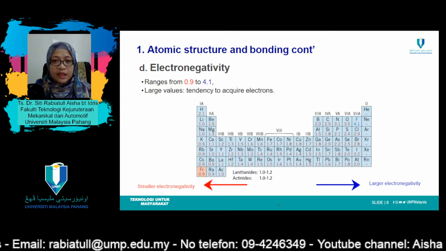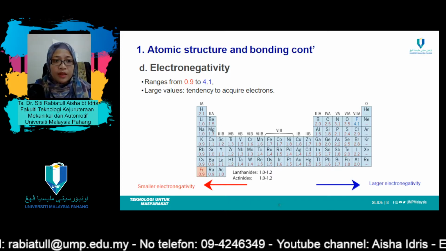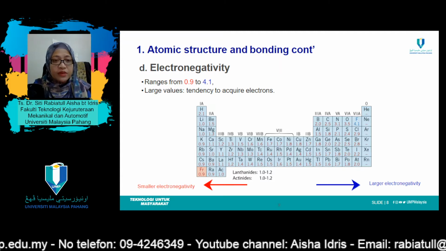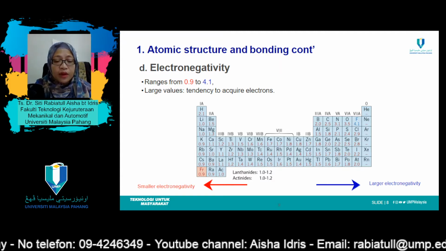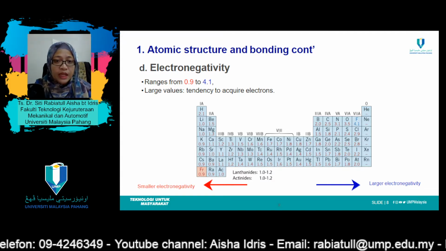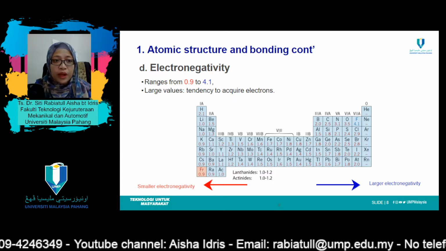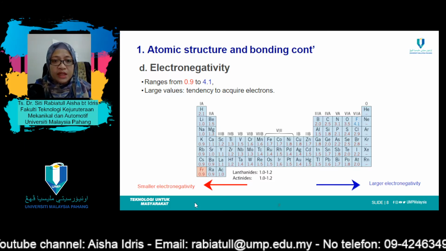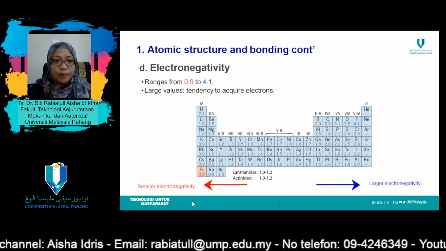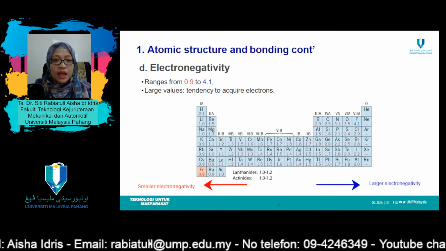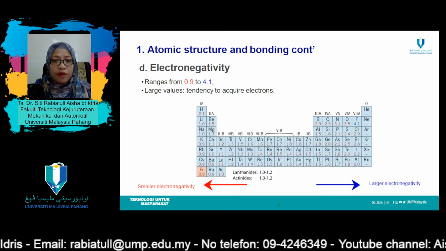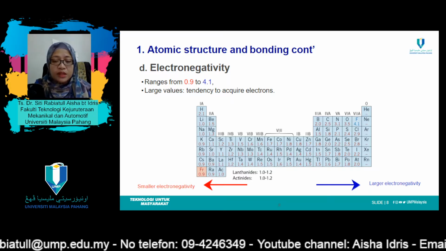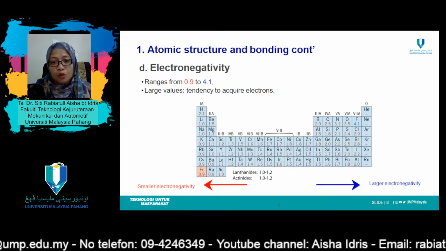And another thing in atomic structure and bonding that you need to know is electronegativity. Electronegativity is the tendency for an atom of a given chemical element to attract shared electrons when forming a chemical bond. An atom's electronegativity is affected by both its atomic number and the distance at which its valence electrons reside from the charged nucleus. The value for electronegativity ranges from 0.9 to 4.1.